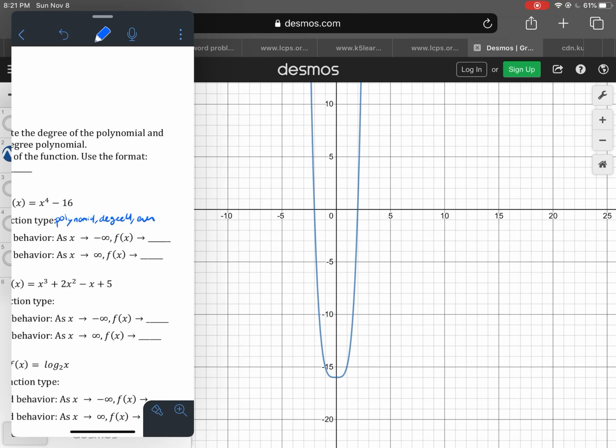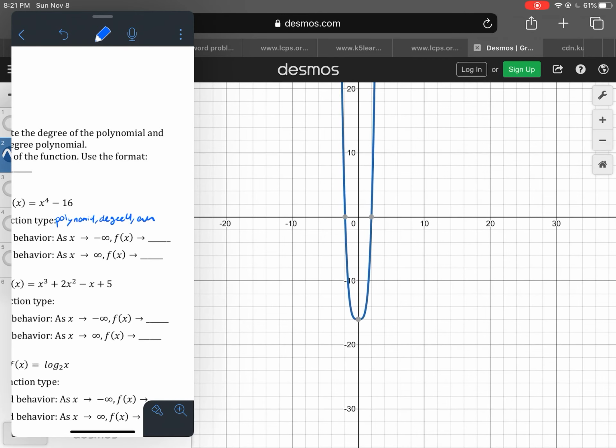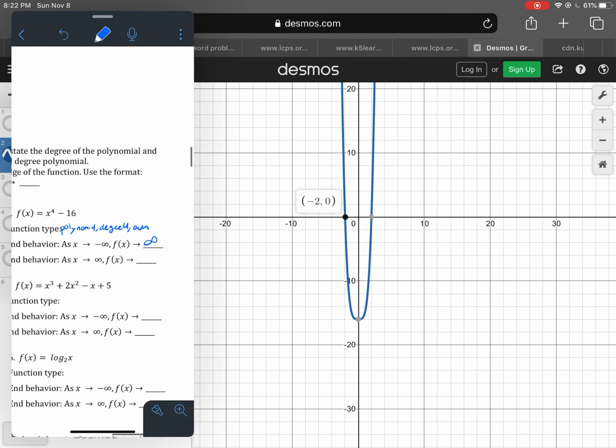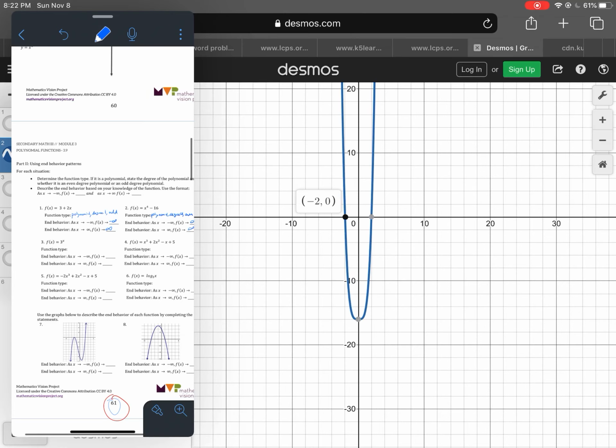So what happens as x goes to negative infinity? Well, as x goes down, down, down, what happens? Well, y gets larger, right? As x goes down, y goes up. So the function actually approaches positive infinity. As you go in that direction, the function goes up. And then what happens as x approaches positive infinity? Well, y also goes up, right? So the end behavior on both ends would be positive infinity.